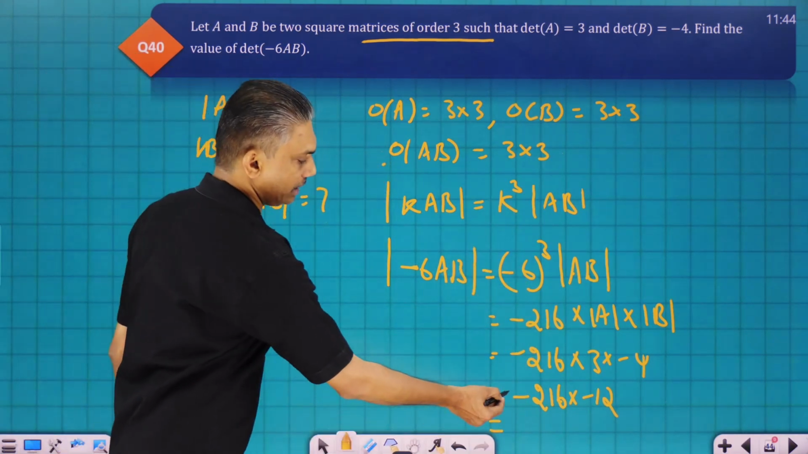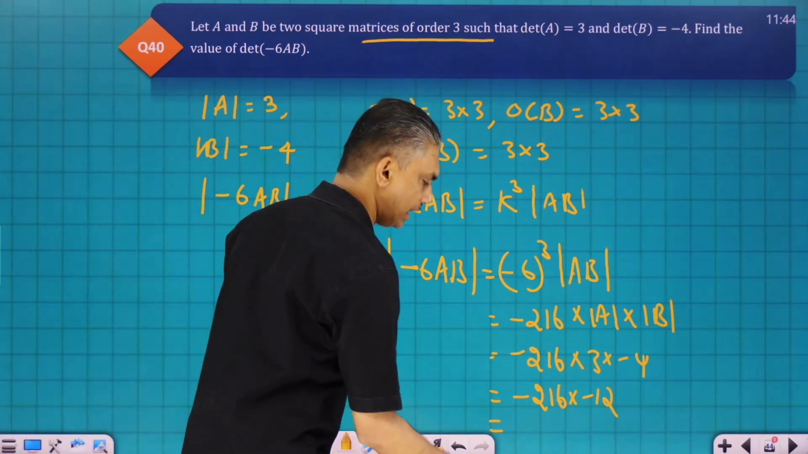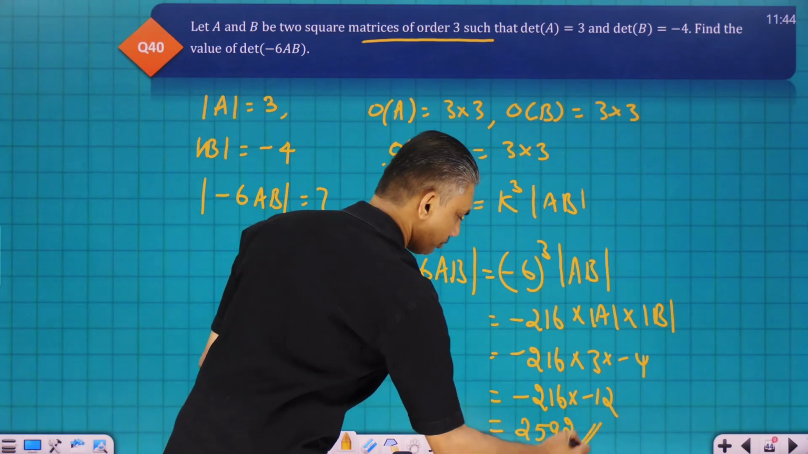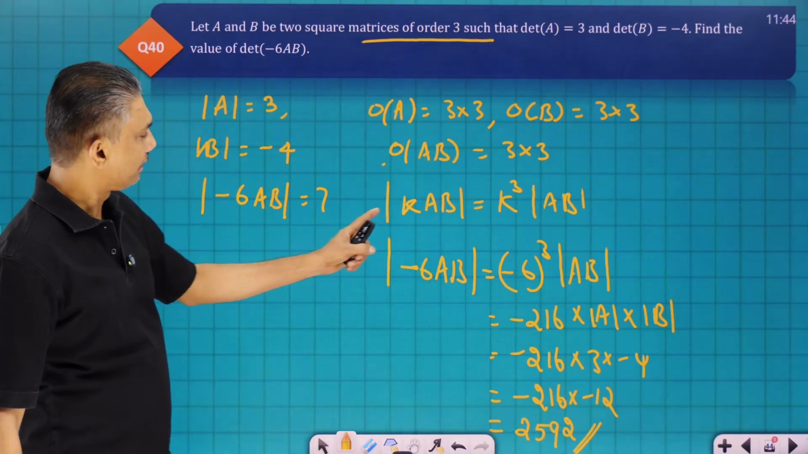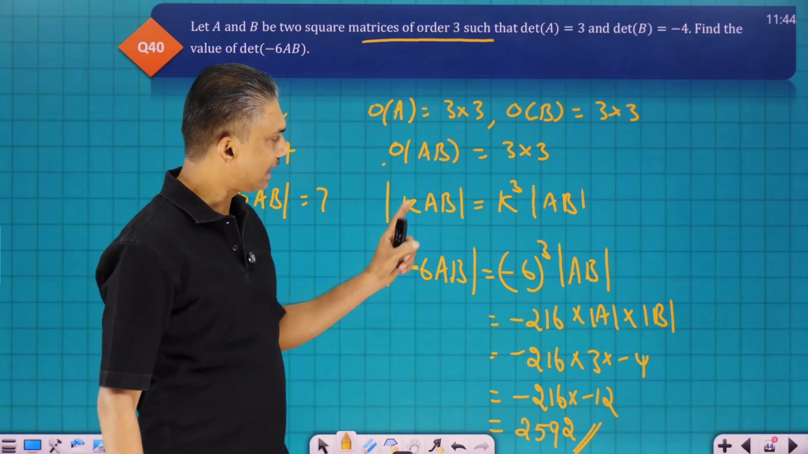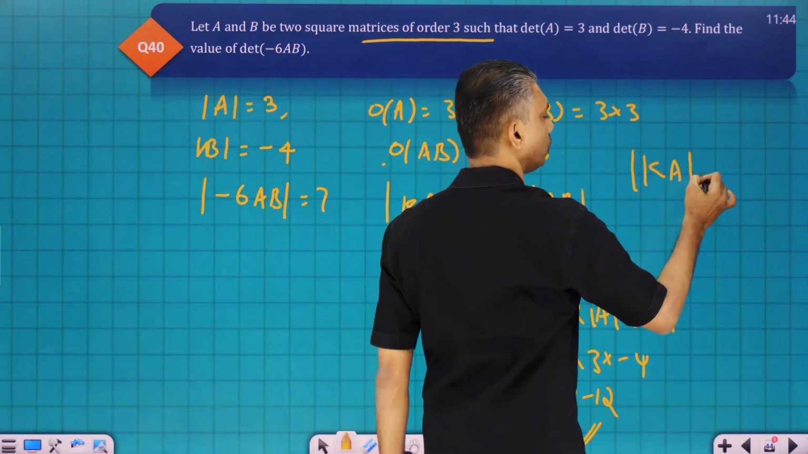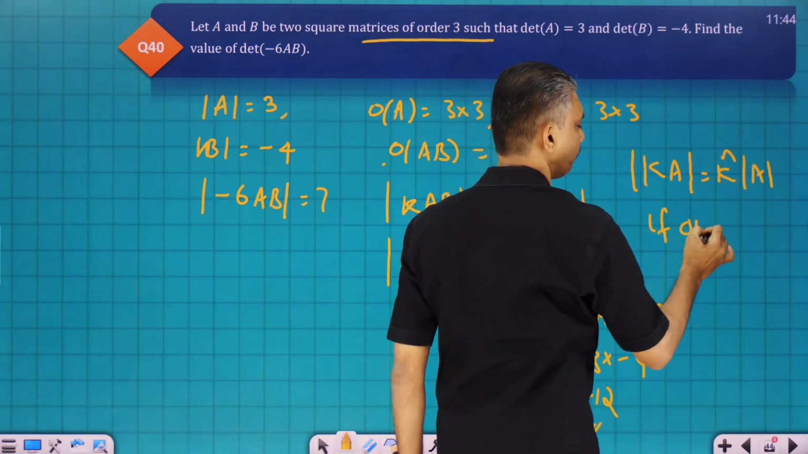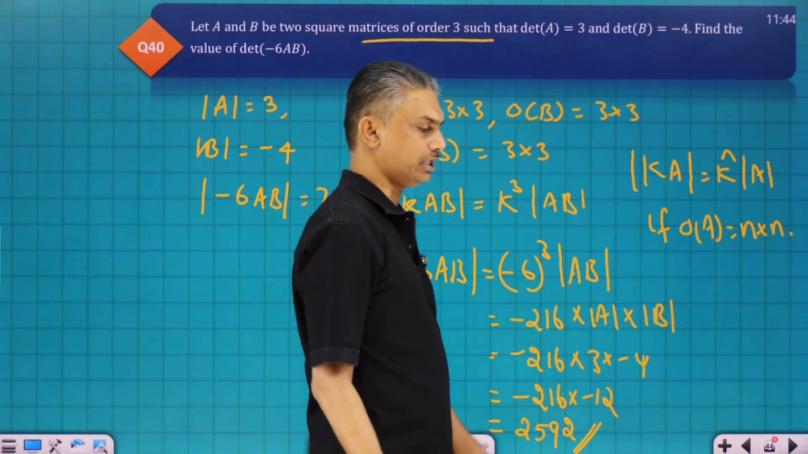Minus 216 into minus 12 is equal to 2592. So, this is the first question. Very simple. I explained the theory: determinant of kA is equal to k raised to n into det A, if order of A is equal to n by n. This is the theory we studied.